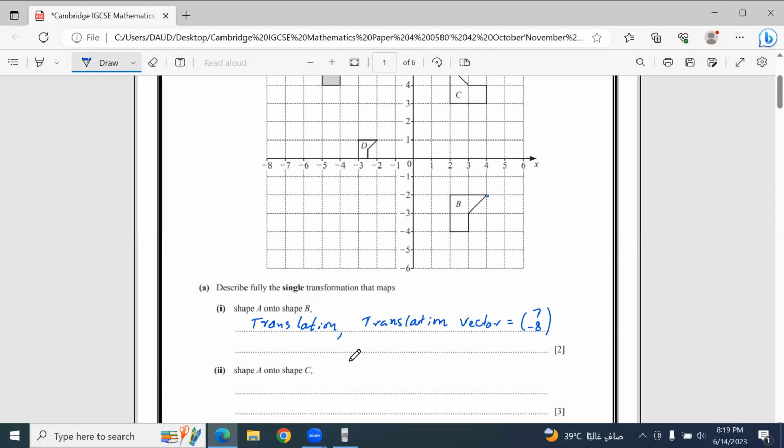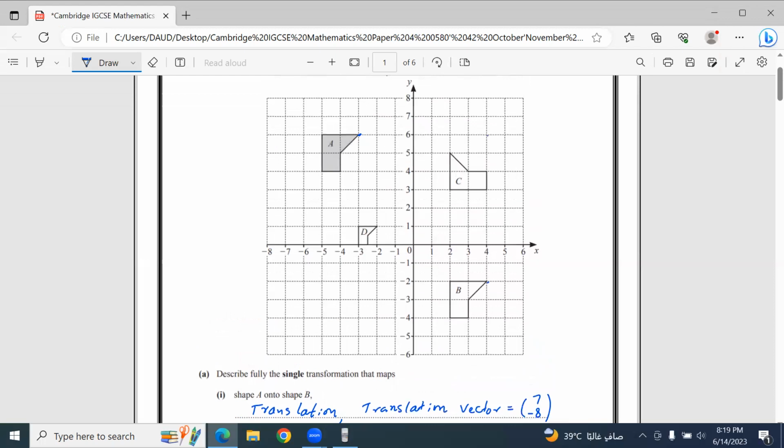Now we move on to the next part, shape A onto shape C. If you check carefully from shape A to shape C, this is not a reflection, it cannot be a translation, and it cannot be an enlargement. So we can think about rotation. But before moving on to rotation, we have to find the center of rotation. There are different ways to find it. You can use tracing paper also, but I will use the concept of perpendicular bisector.